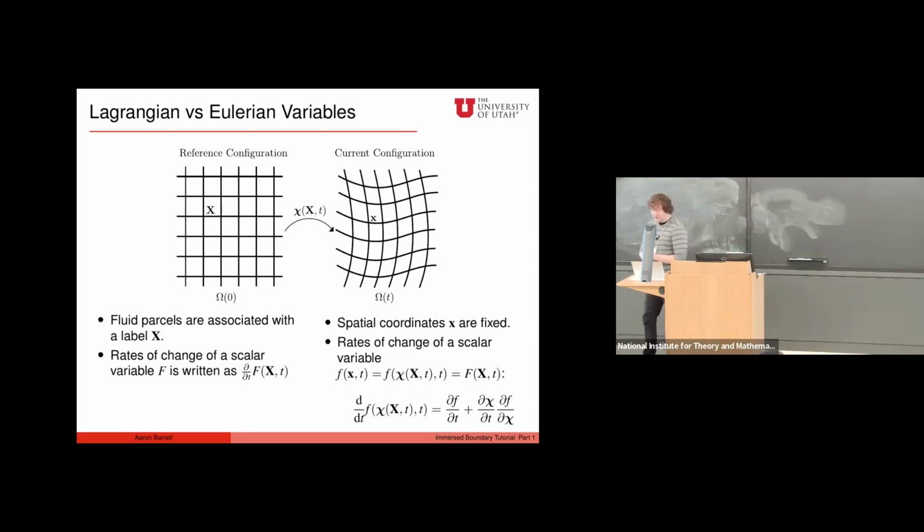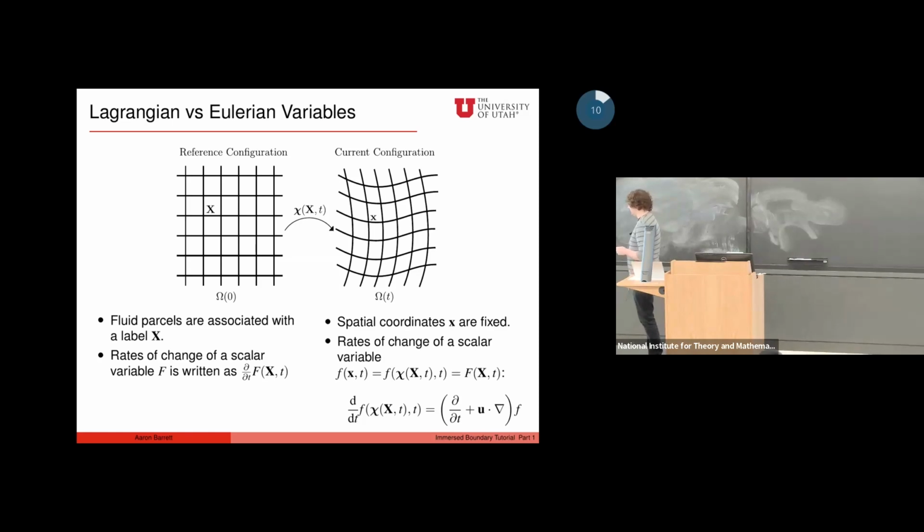If we have a scalar variable tracked in a Lagrangian frame, then the time derivative is just our regular partial derivative with respect to t, since our fluid parcels are fixed, as are our labels. But in an Eulerian frame, it's a little more complicated because we have to worry about how things are moving in that frame. When we take a time derivative of our Eulerian scalar field, we have to use the chain rule, and out pops a u dot grad term that represents how things are moving along our fixed frame.